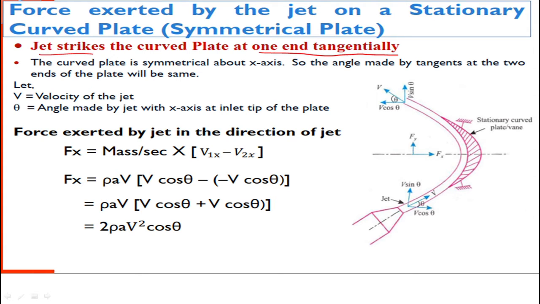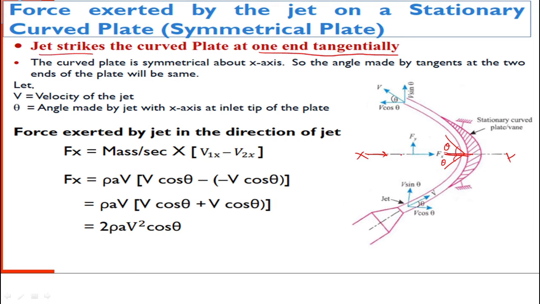That particular plate is a symmetric one. Symmetric means what? The deflection angle on the upside and on the downside is the same. That is the symmetrical plate. The shape is symmetrical above the x-axis. Also, the condition is that the jet strikes the curved plate at one end tangentially.